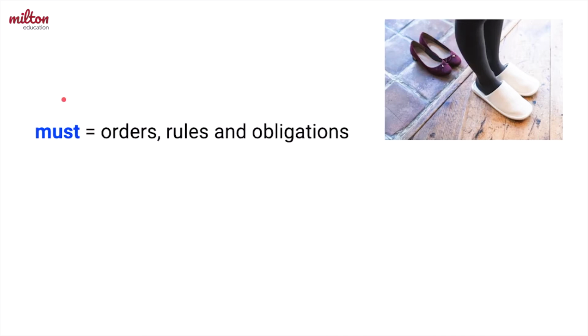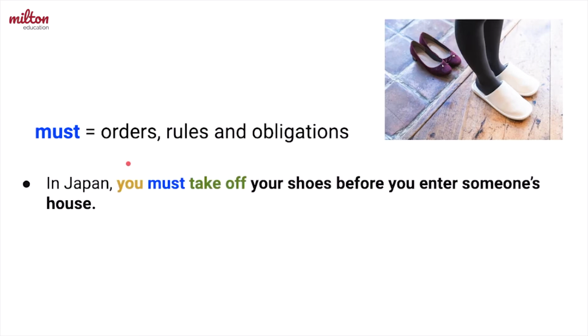First, let's talk about when we use must. Must is used in situations where we express orders, rules, or obligations. Obligations are situations where we have no other choice. For example, in Japan, you must take off your shoes before you enter someone's house. It's an obligation and a rule that is part of Japanese culture. You have no other choice when you enter someone's house. You must take off your shoes first.